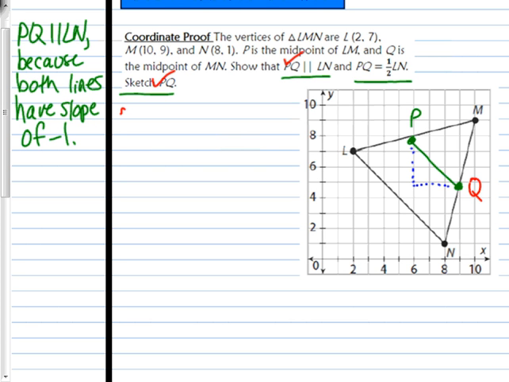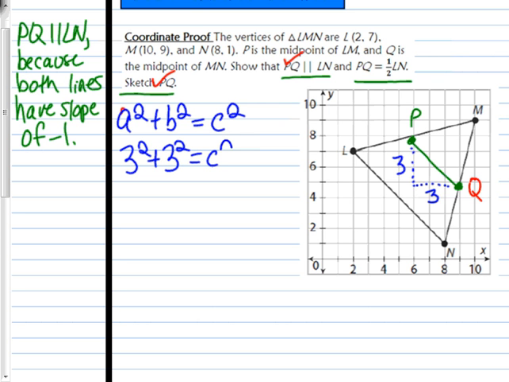So PQ is technically the hypotenuse of that triangle. Pythagorean theorem says that a squared plus b squared equals c squared. And remember that the c is always the hypotenuse. Well, these sides are 3 by 3. So 3 squared plus 3 squared equals c squared. 9 plus 9 equals c squared. 18 equals c squared. Take the square root of both sides.